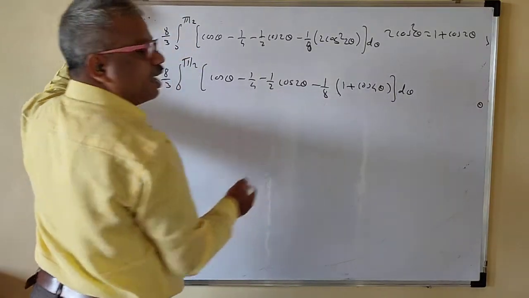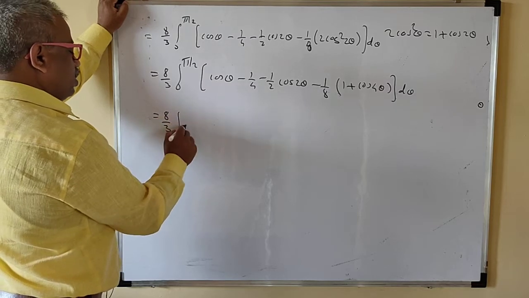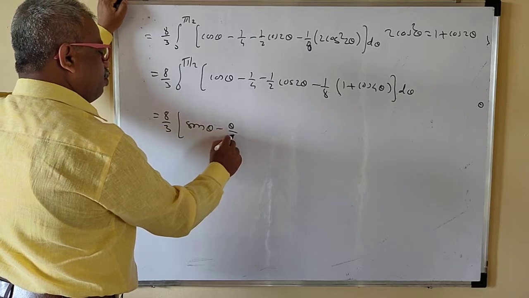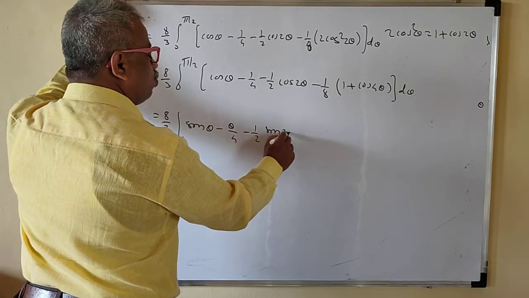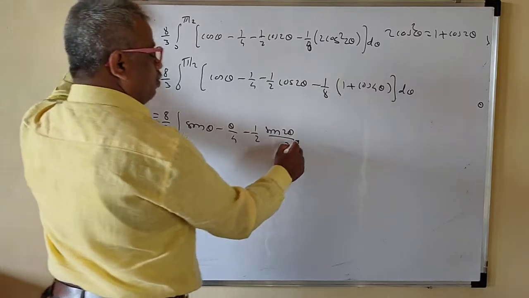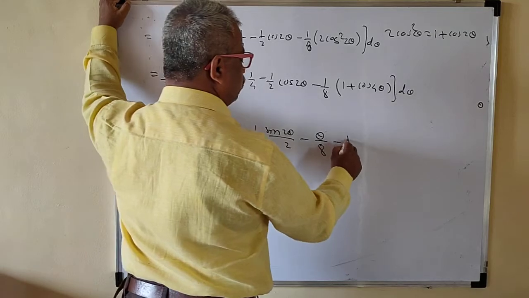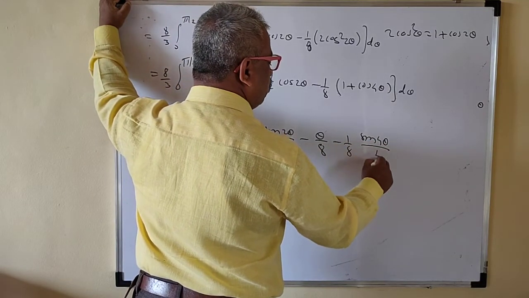So we can open this bracket and we can integrate directly. This is 8 by 3 cos theta is sin theta now, minus theta by 4, we will simplify later on. Minus 1 half sin 2 theta upon 2, minus 8 theta by 8 now here, minus 1 by 8 sin 4 theta upon 4.